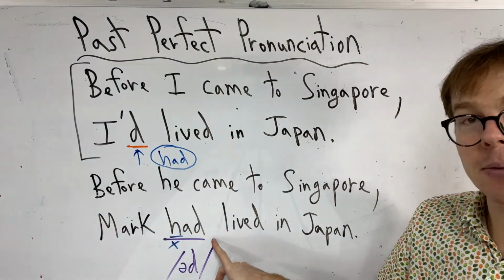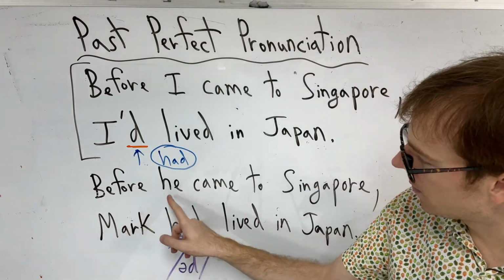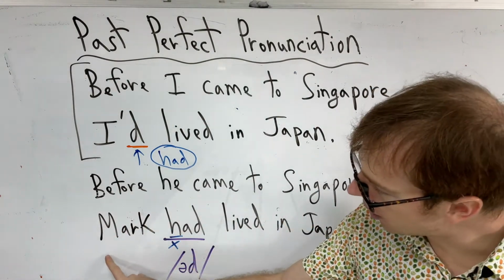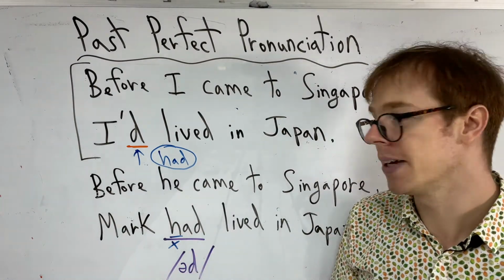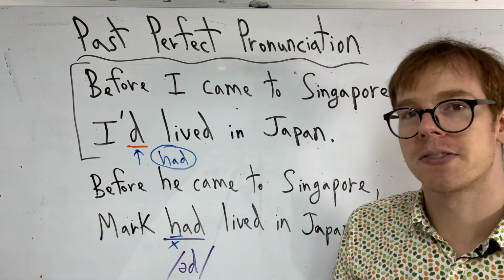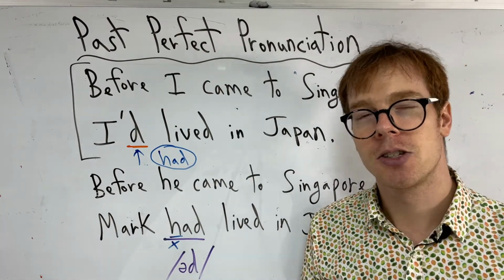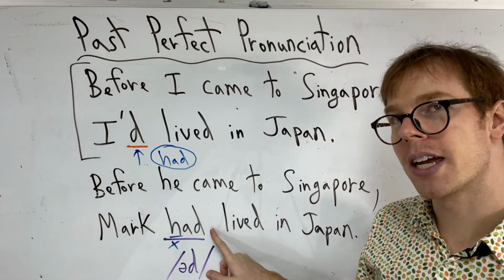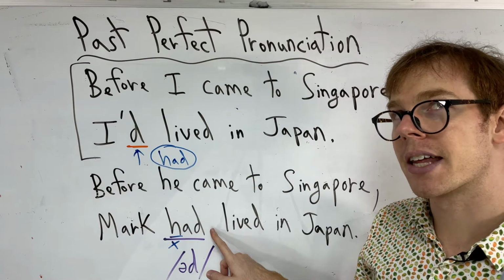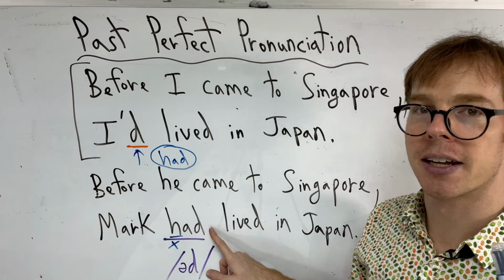The other one you have to be careful about is when we have the word had. Sometimes we write it out like this. And when we do this, before he came to Singapore, Mark had lived in Japan. Now I'll do that quickly. Before he came to Singapore, Mark had lived in Japan. Did you hear this word? Before he came to Singapore, Mark had lived in Japan.